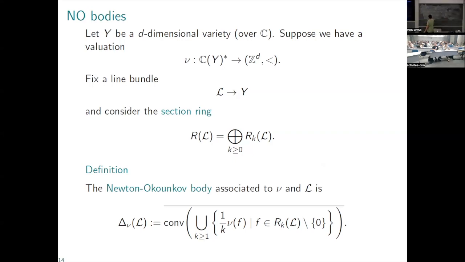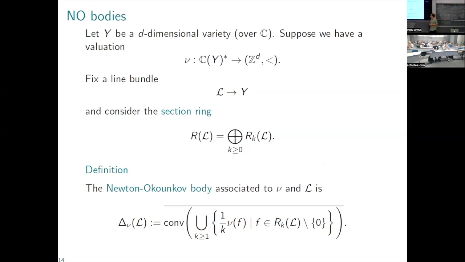Maybe I should say here R_k(L). It's just the global sections of L tensor with itself k times. So associated to every such line bundle, there's a graded ring that, if my line bundle is nice enough, recovers some homogeneous coordinate ring for a certain embedding of my variety.